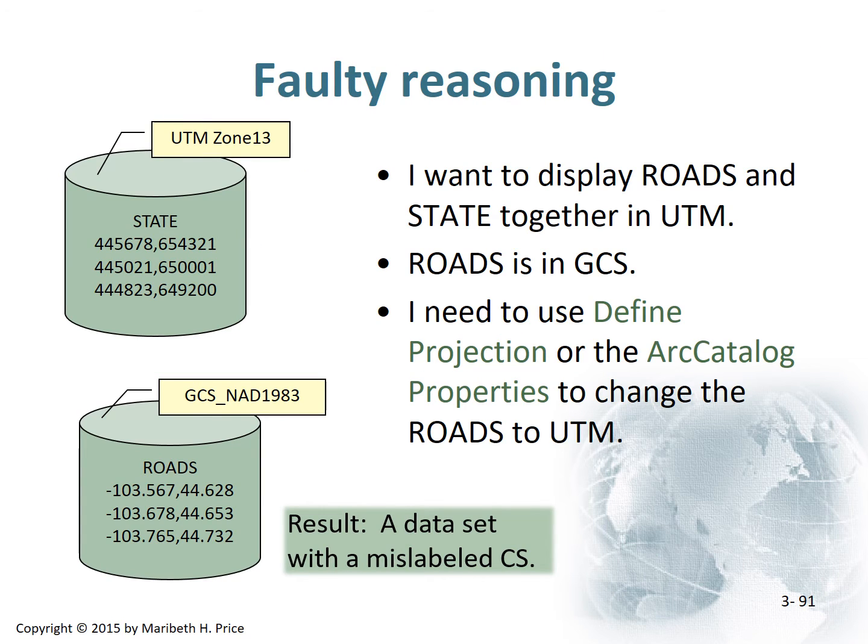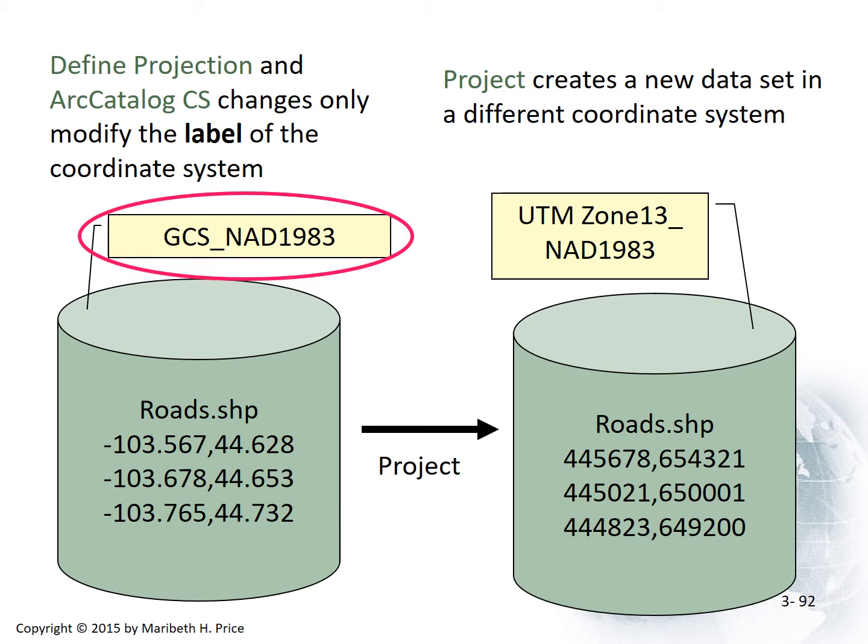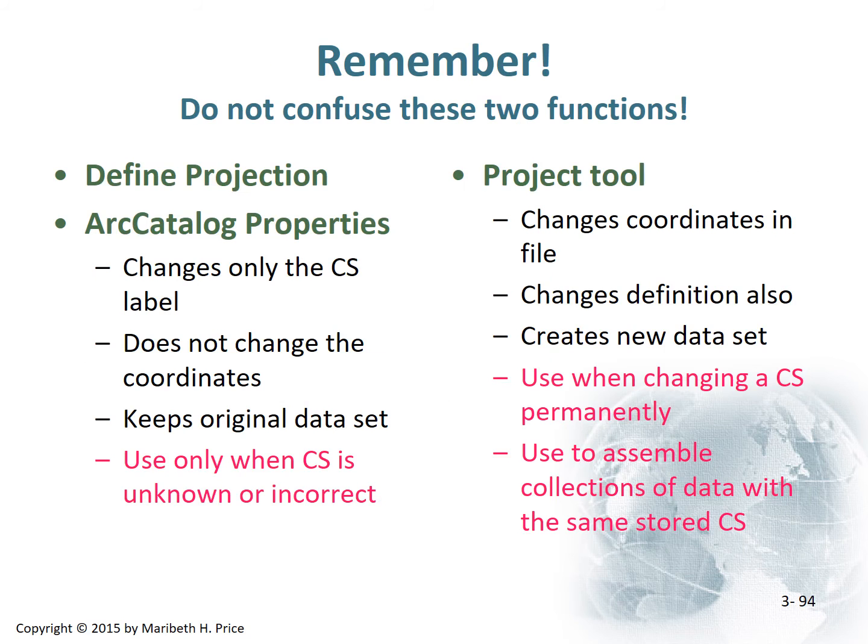Okay, here are some slides that basically just give you an example of the reasoning behind this. I'm not going to go through all of these, but you can take your time and go back through them on the slides. Okay, I'm going to go over this just a little bit. Define projection and the project tool. Define projection changes the coordinate system label, doesn't change the coordinates, keeps the original data set. The project tool changes the coordinates, changes the definitions, creates a new data set, permanent changes because it's something new.